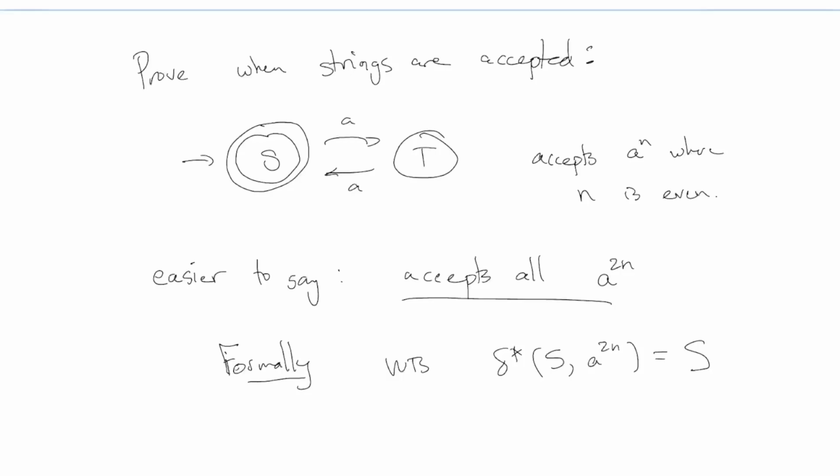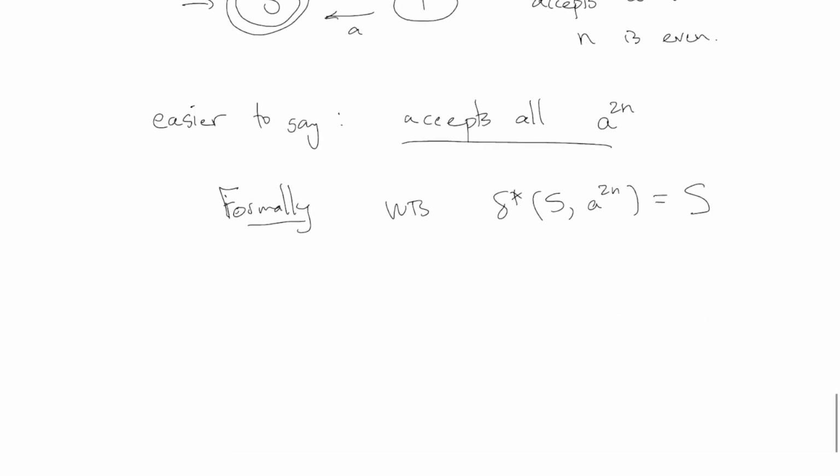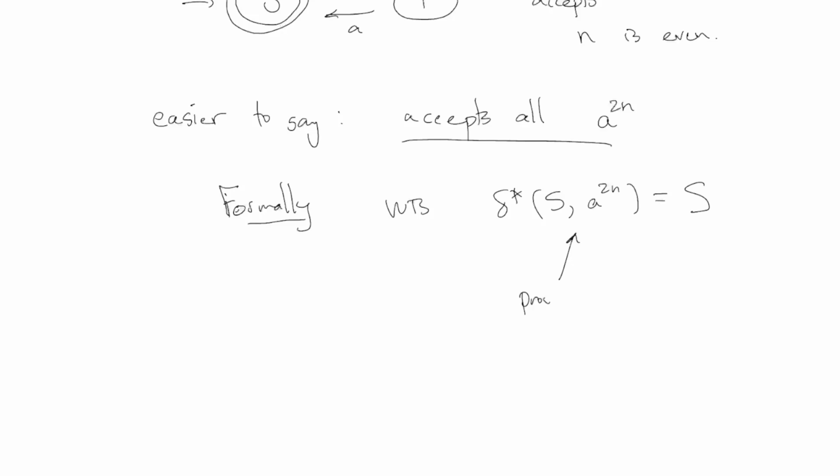I hope that you can make some sense of this. What I'm saying in these formalized symbols is, if I start in state S, which is the starting state, and I read a to the 2n, you have to demonstrate that you actually end up back in S, which is the accepting state. All right? And then how do you prove this? Prove this by induction on n.